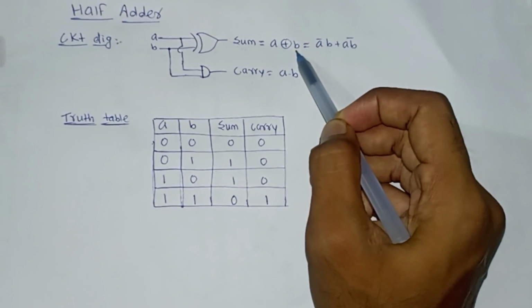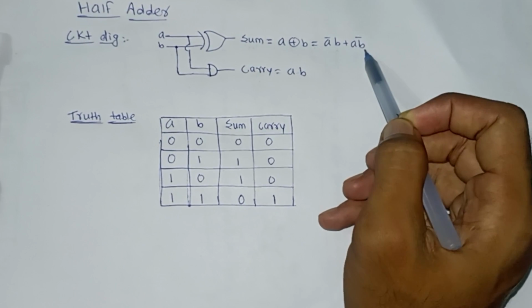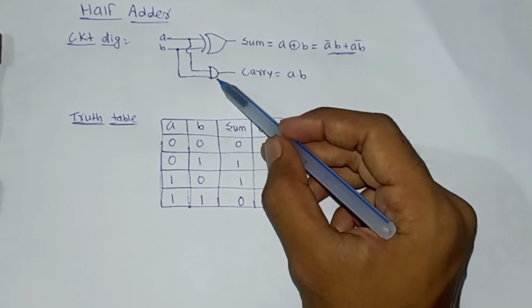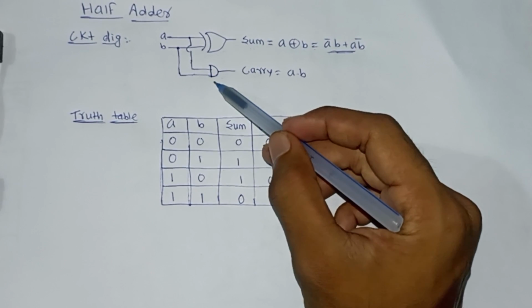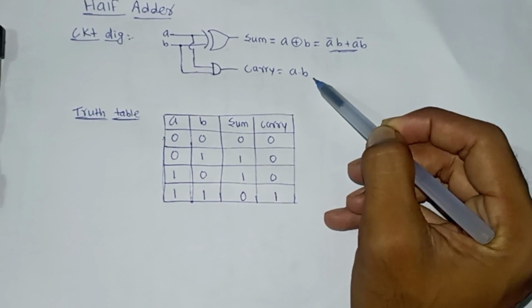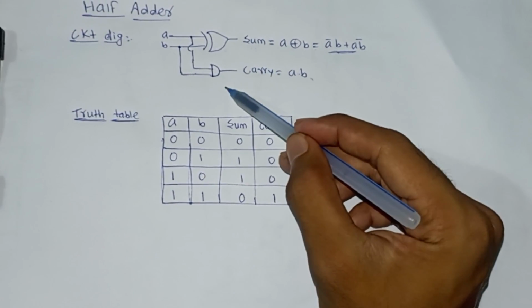So how can we write this XOR? A bar B plus A B bar. You need to remember this expression. Okay. And for carry, these two inputs are passing through this AND gate. So carry is A and B. Okay. So this is the circuit diagram for this half adder.